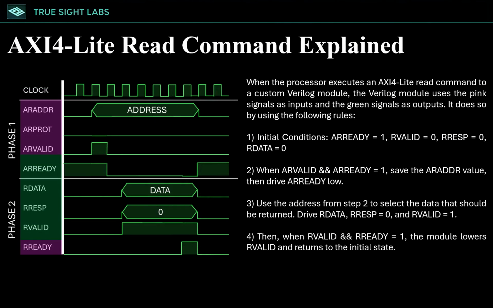So this is the summary of the AXI4-Lite read command. Again, the pink signals are what the slave uses as inputs, and the green signals are what the slave uses as outputs. For the full explanation, watch the previous lesson on AXI4-Lite read commands.